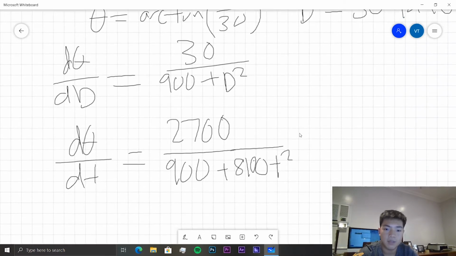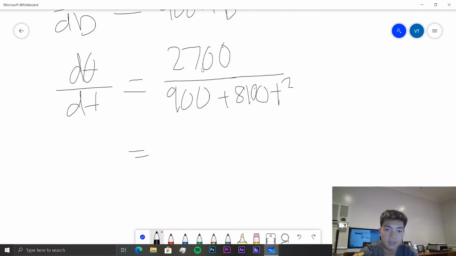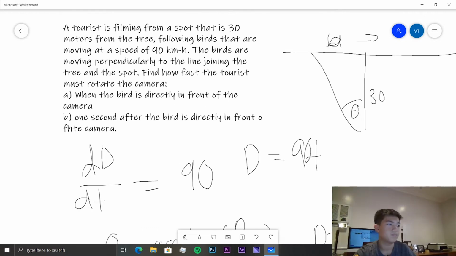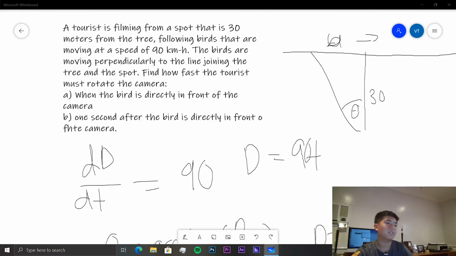And so now we can solve. When the bird is directly in front of the camera, this is equal to 2,700 over 900, which is equal to 3 degrees, I believe. So this should be 3 degrees per second. Oh, but wait, this is in kilometers, degrees per hour technically. Sorry, I mean radians per hour. So we need to actually divide this. We get 3, and then we need to divide this by 60 because there are 60 minutes in an hour.